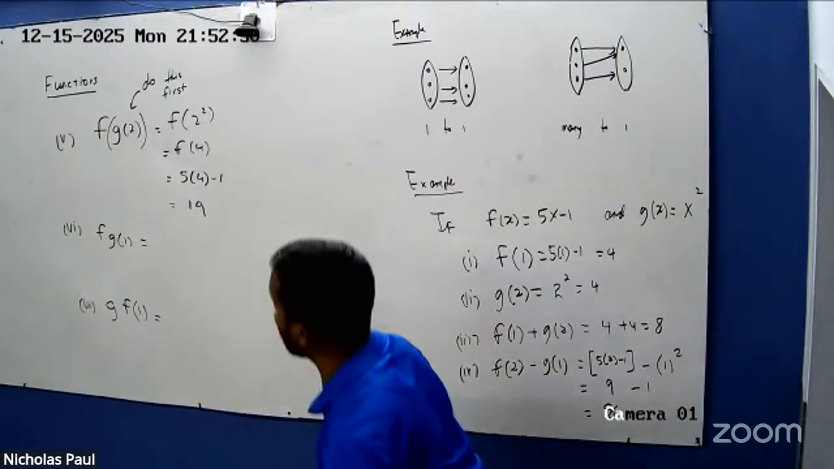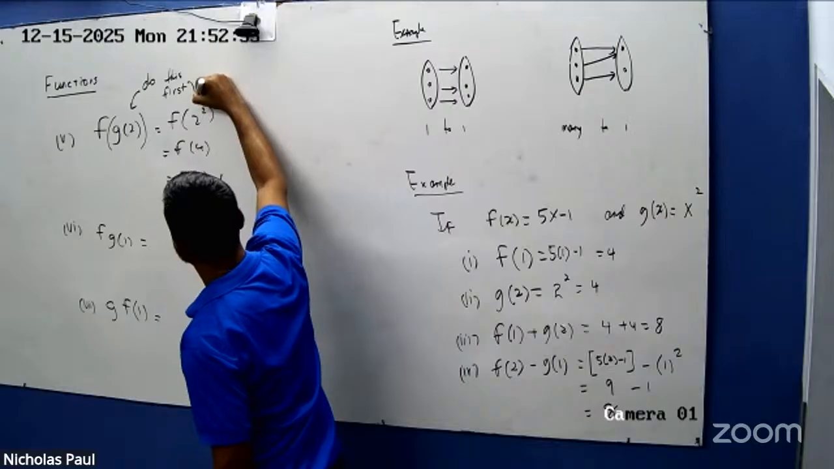You'll notice that I did g of 2 right here. 2 squared.